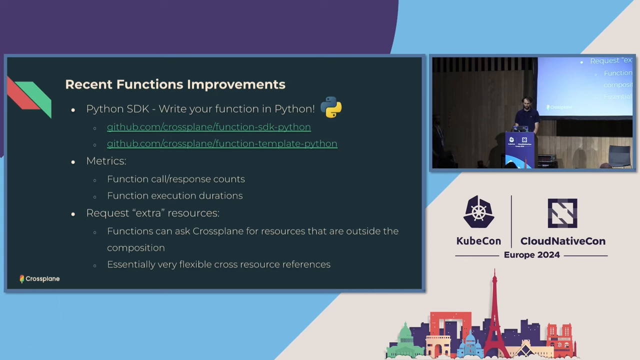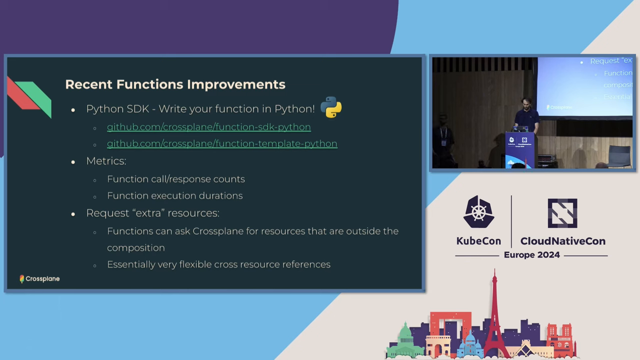About metrics, we added some nice things for the observability of composition functions, like exposing the number of calls and the time, some statistics about the execution times of functions, so that you can monitor your functions and see how they are behaving and if there is anything you should improve to get your composition times tighter.